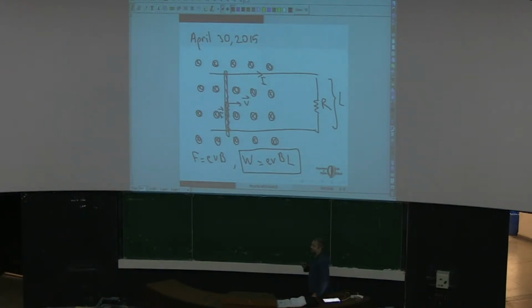We will discuss it in the next chapter. It does have some effect, but we will discuss those things later on. For the time being, let's just look at the first approximation: what happens due to this external magnetic field when this rod is moving.